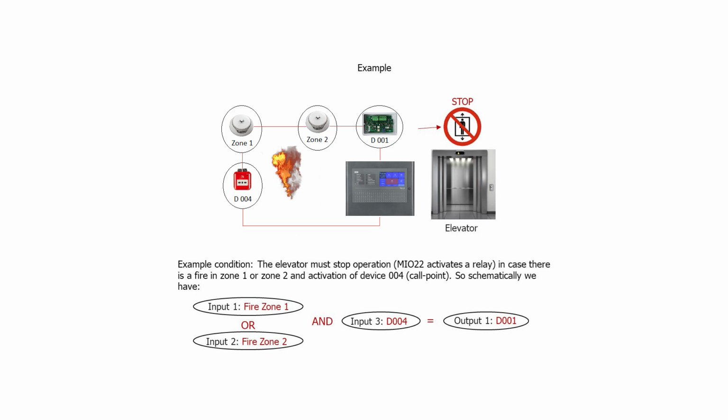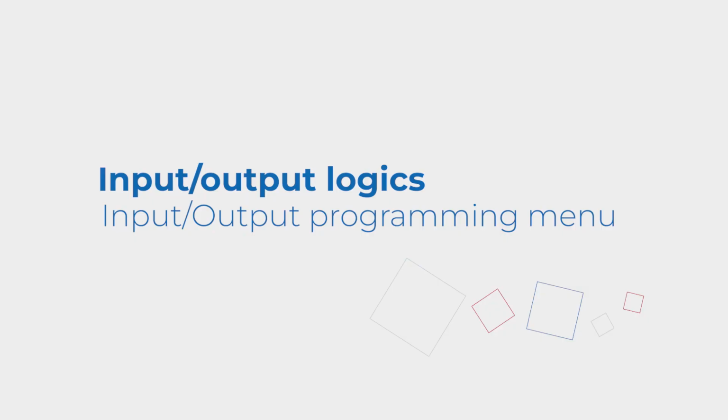What we need to do is to create input 1 for fire in Zone 1, input 2 for fire in Zone 2. They are going to be in OR logic, and we also need to create input 3 to follow the status of the manual call point.